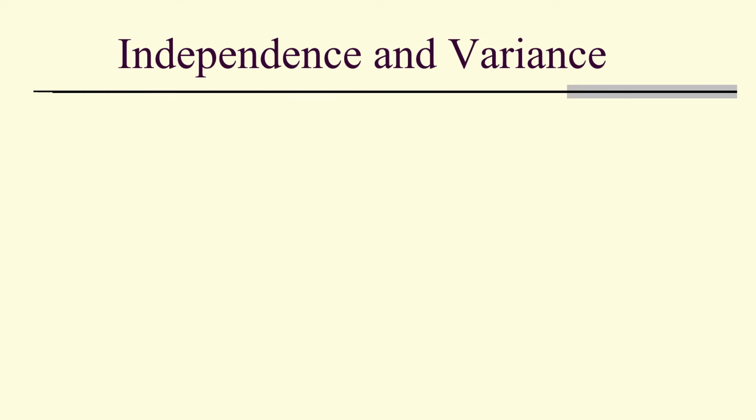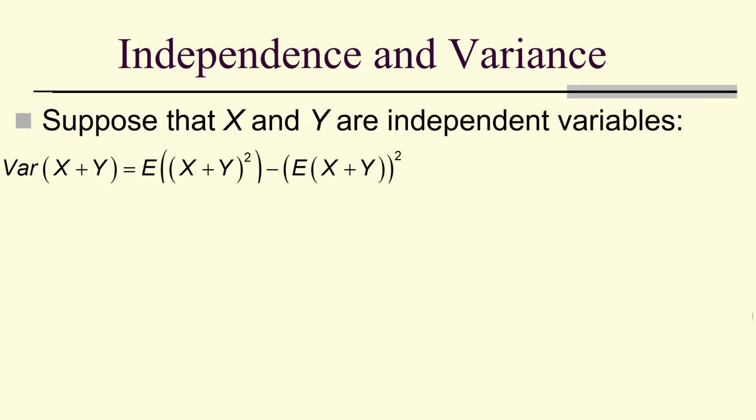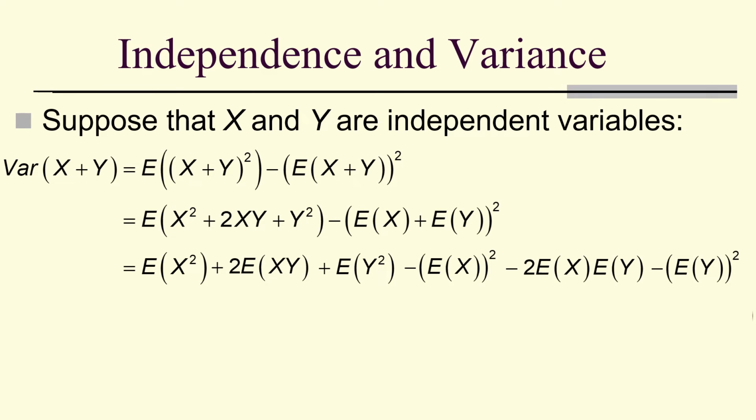So suppose that x and y are independent variables. The variance of their sum is by definition this expression. We can square the quantity on the inside of the expected value in the first one, and notice that by linearity, in the second we get expected value of x plus expected value of y, that quantity squared. Squaring that gives us this very long expression.